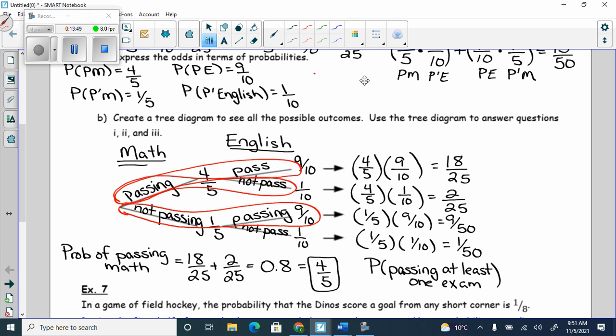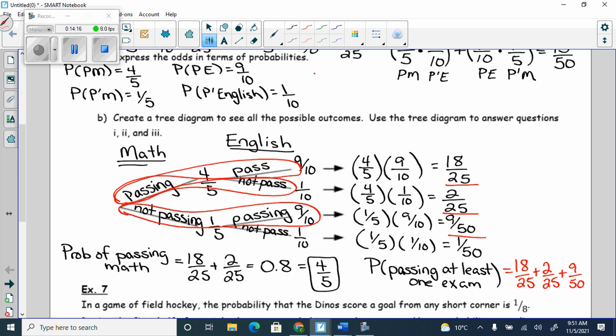So what cases would we count if we said passes at least one exam? We take this one because she passes both. We take this one because she passes math but she doesn't pass English. And we take this one because she doesn't pass math but she does pass English. So the only one we wouldn't count is 1/10. So we go 18 out of 25 plus 2 out of 25 plus 9 out of 50.